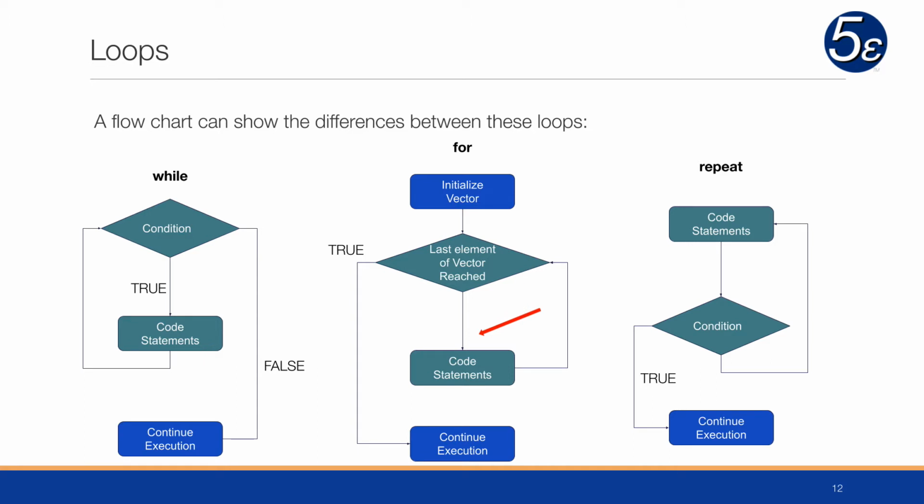So the loop will execute all the code statements and continue returning until that last element of the vector has been reached. When the last element of the vector has been reached, it will execute out of the loop and continue the execution of the script.